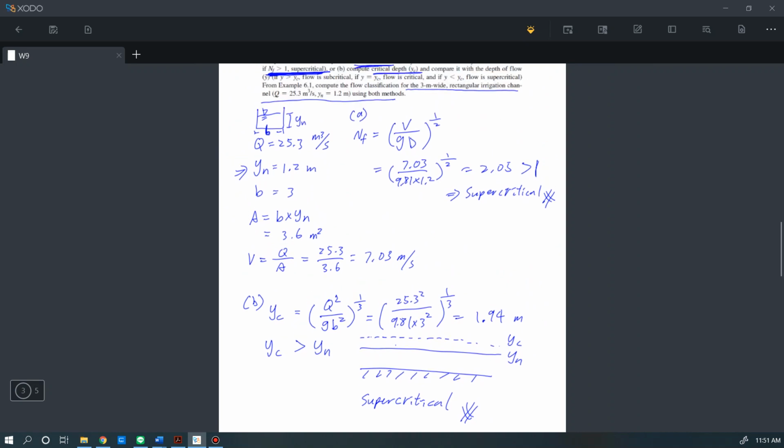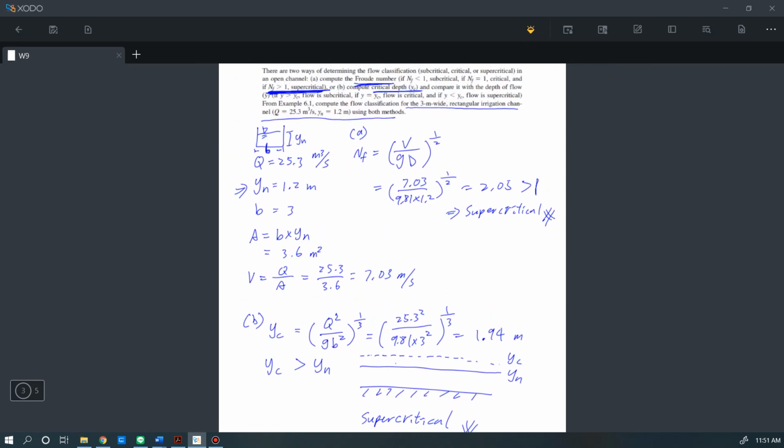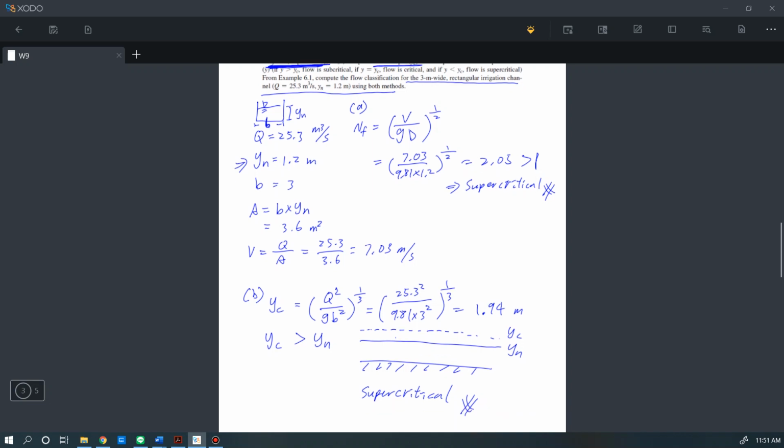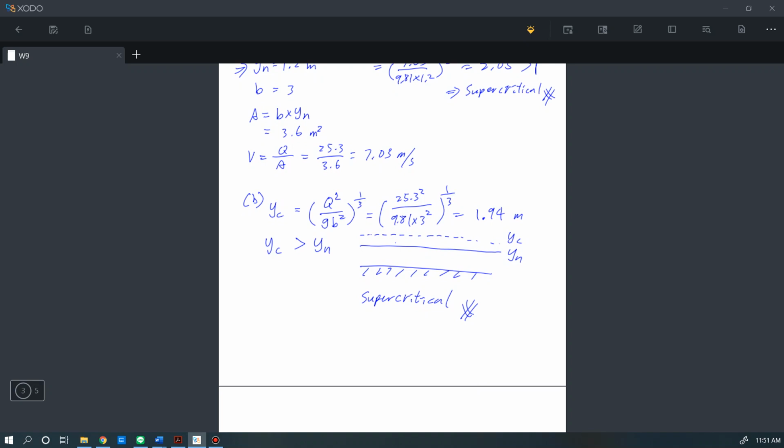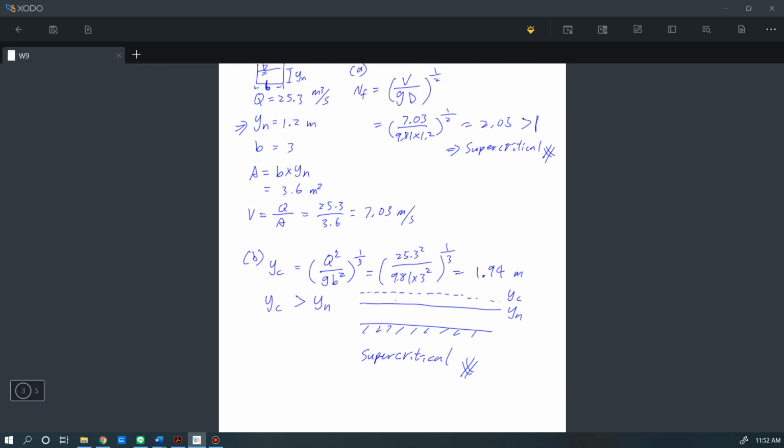Okay, so in this problem we used these two different methods to classify the flow in the channel. One is to use the flow number, where you just plug all the information into the equation that I showed here. Then you can compare whether the flow number is greater than 1 or less than 1, and classify the flow into supercritical or subcritical flow. Similarly, we have the equation for the critical depth. If you calculate that, you can compare it with the current flow depth in the channel to see whether it is supercritical or subcritical.